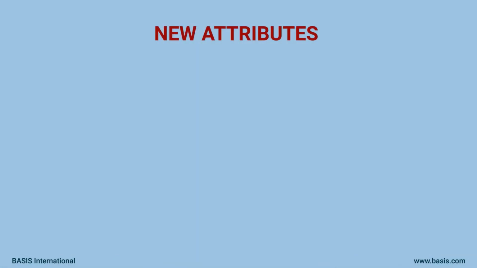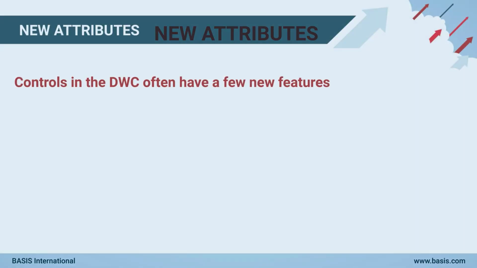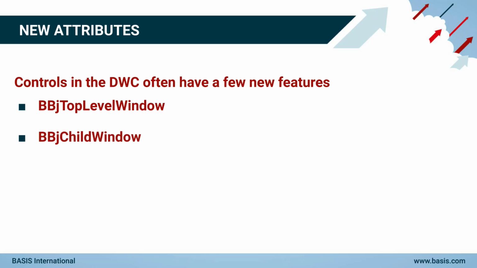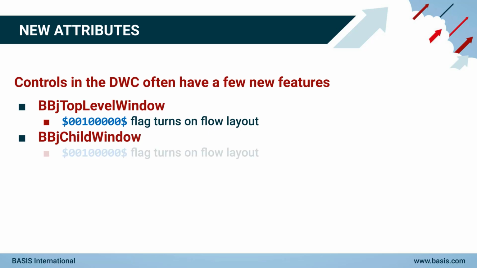New attributes. In addition to the DWC's new controls, Basis has added new functionality to several of the existing controls, such as the BBJ top-level window and BBJ child window. The previous DWC session covered setting a flag on an app's main window to turn on flow layout, and child windows support that same functionality. But now there are two new flags available.